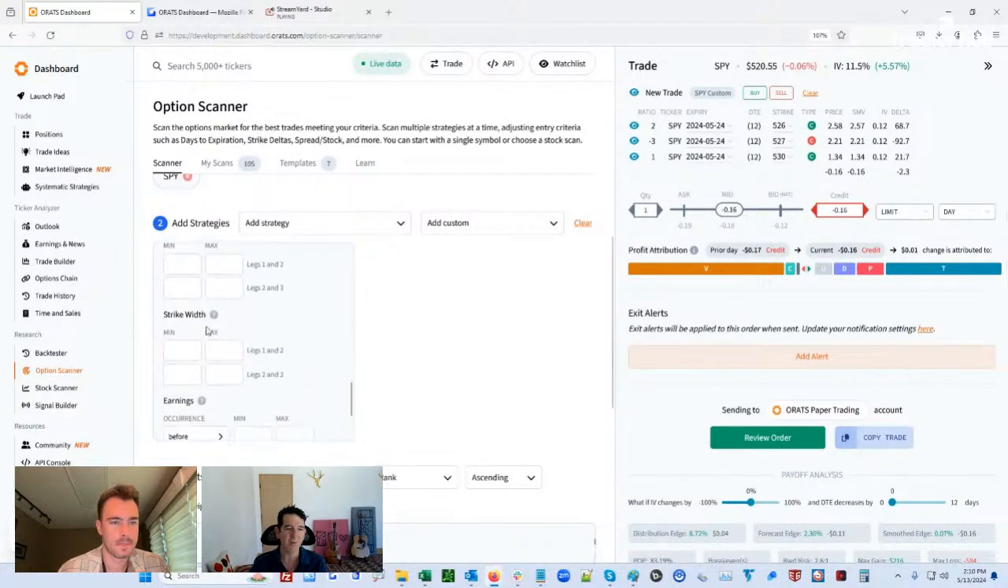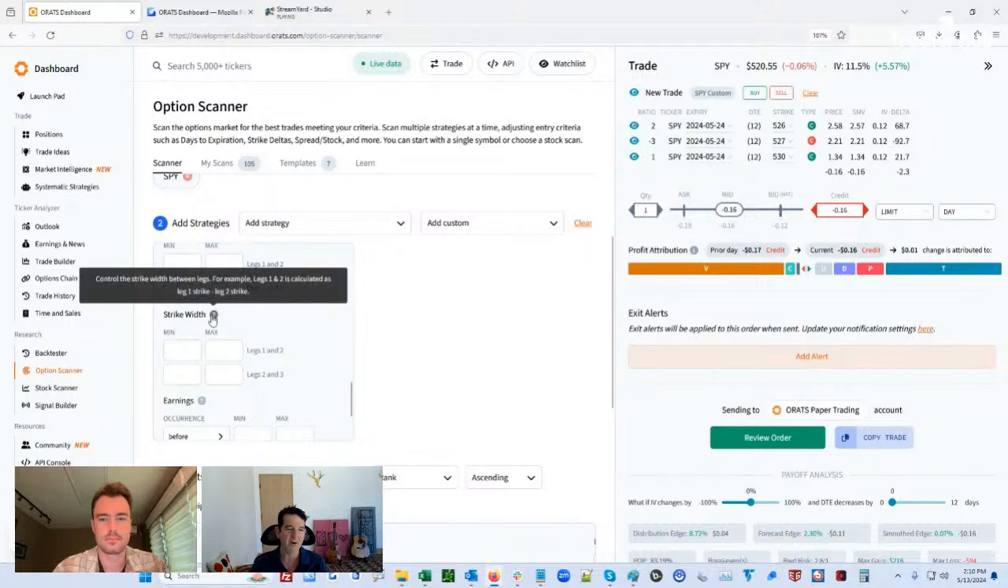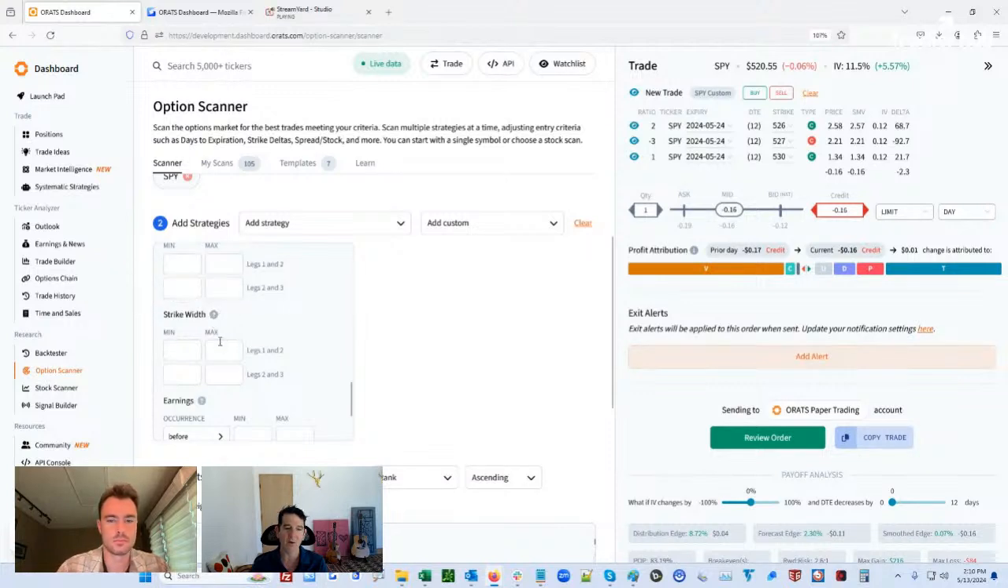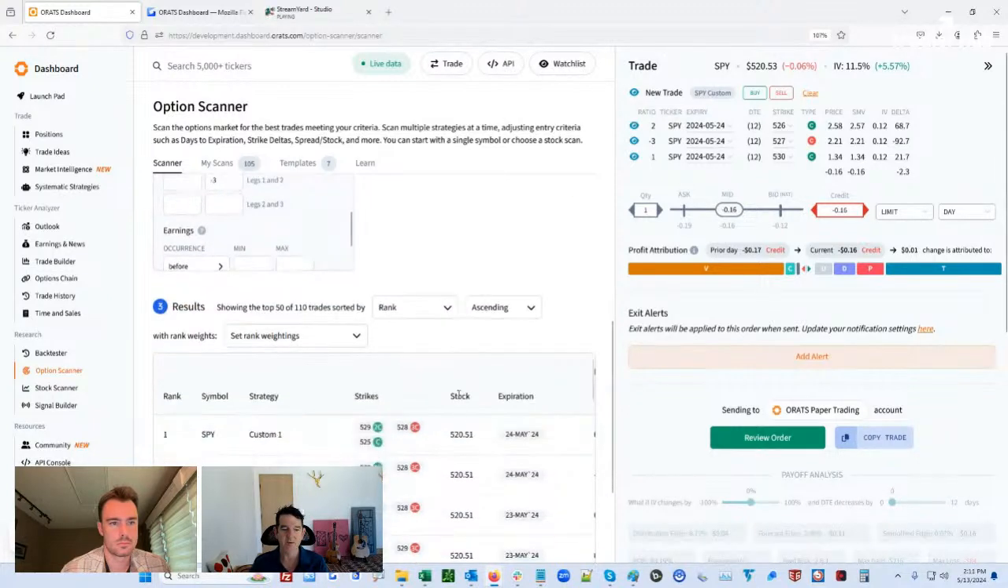So the strike width is right here. So it's leg 1 minus leg 2. So it's a negative. So we could say we want the max. Let's just see if that works. Oops. Leg 1 and leg 2. Let's see if that works. Yeah, that looks good, and then we could do the same thing here.